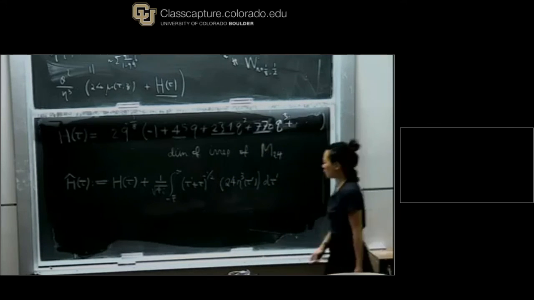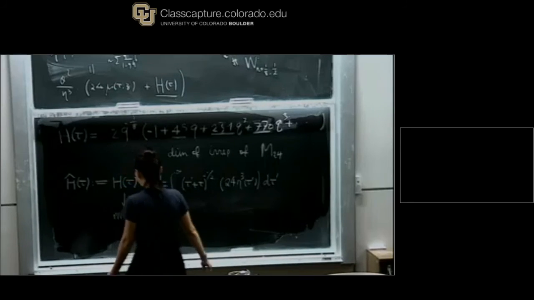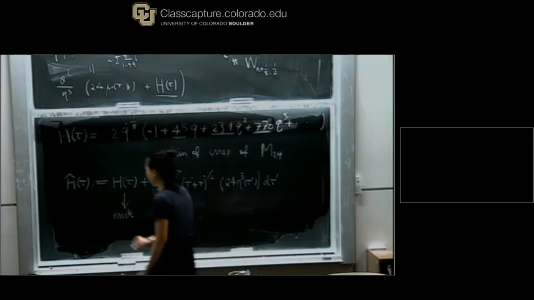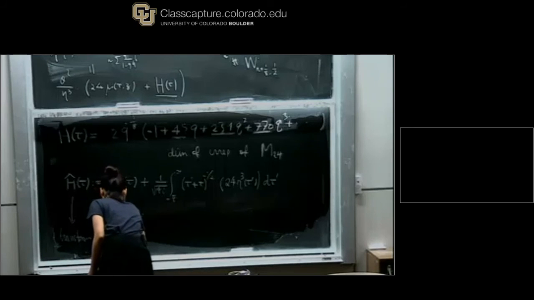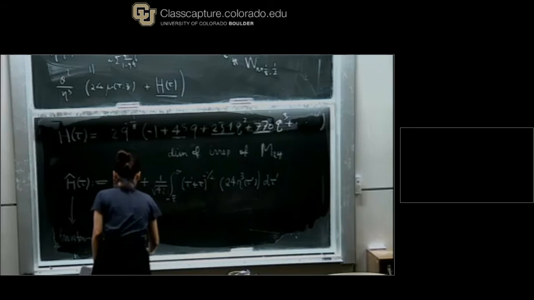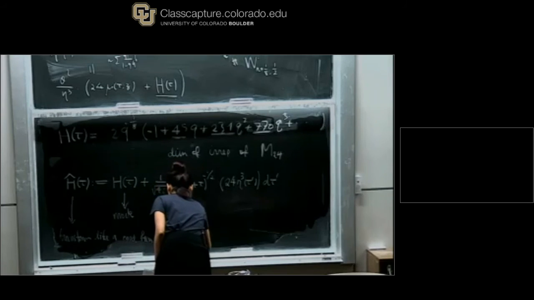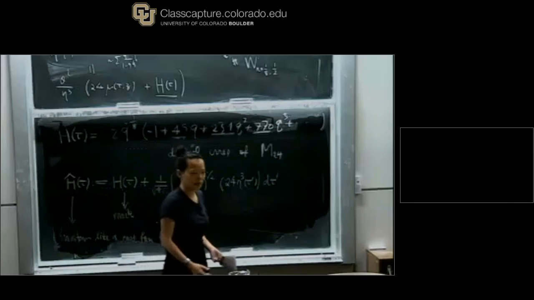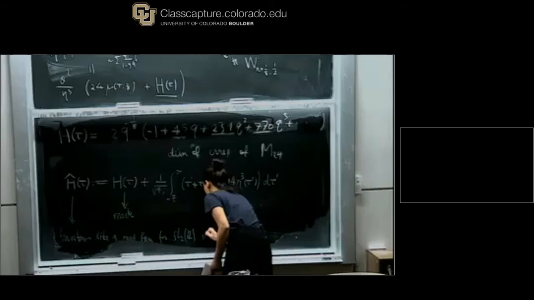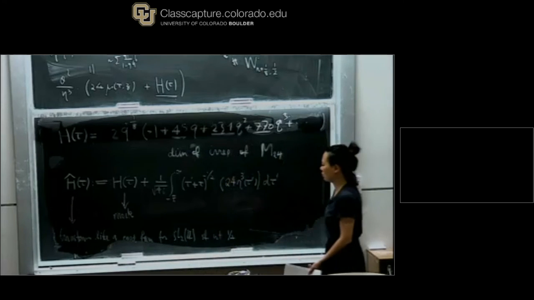So what's a mock modular form? This is a mock modular form. But what do I mean? I mean that this guy transforms like a modular form under SL2Z. And now it has a non-trivial weight, so it's not invariant under rescaling of the two-dimensional lattice. The weight is 1/2, if you care to know.